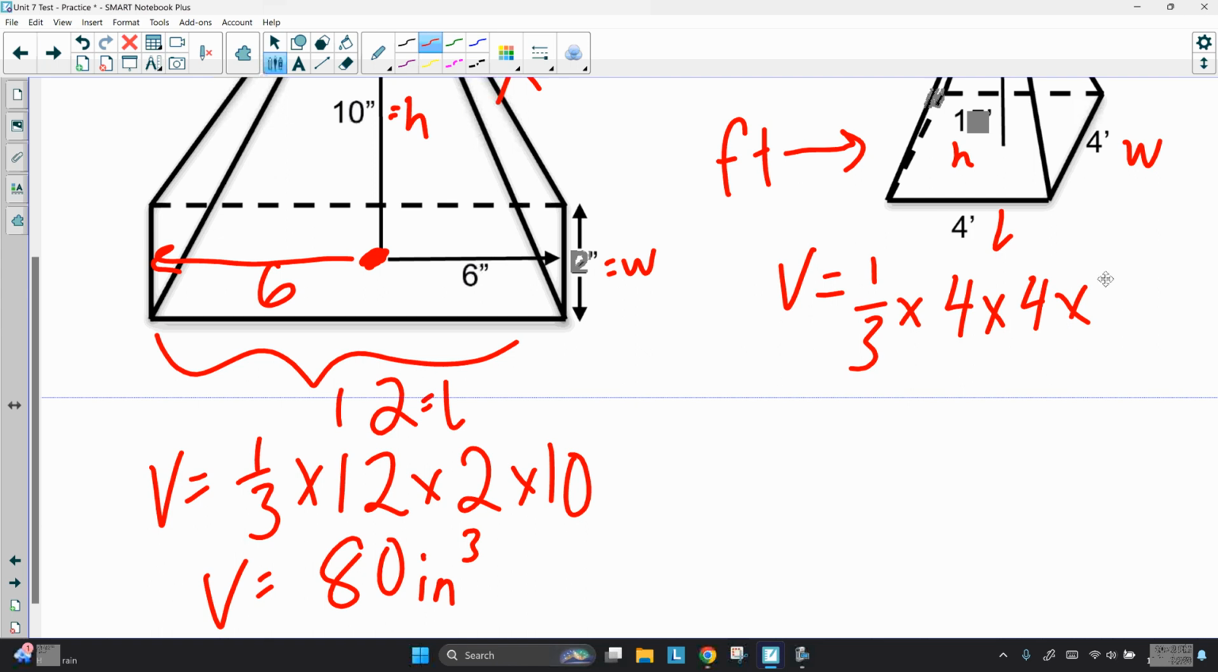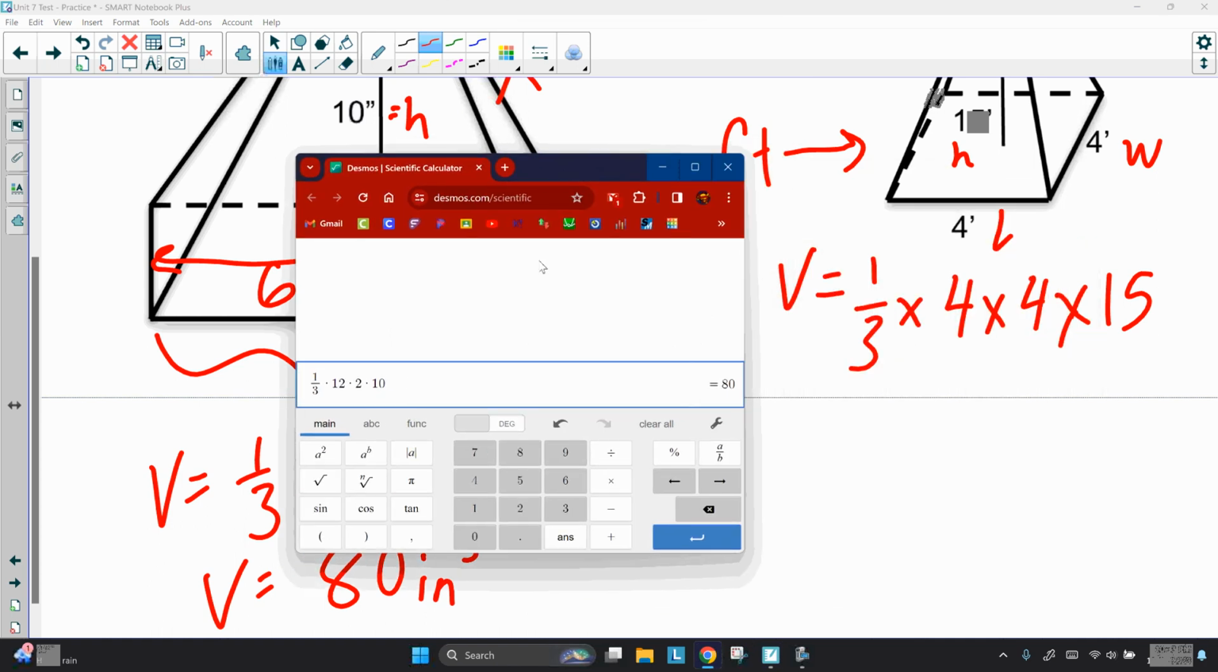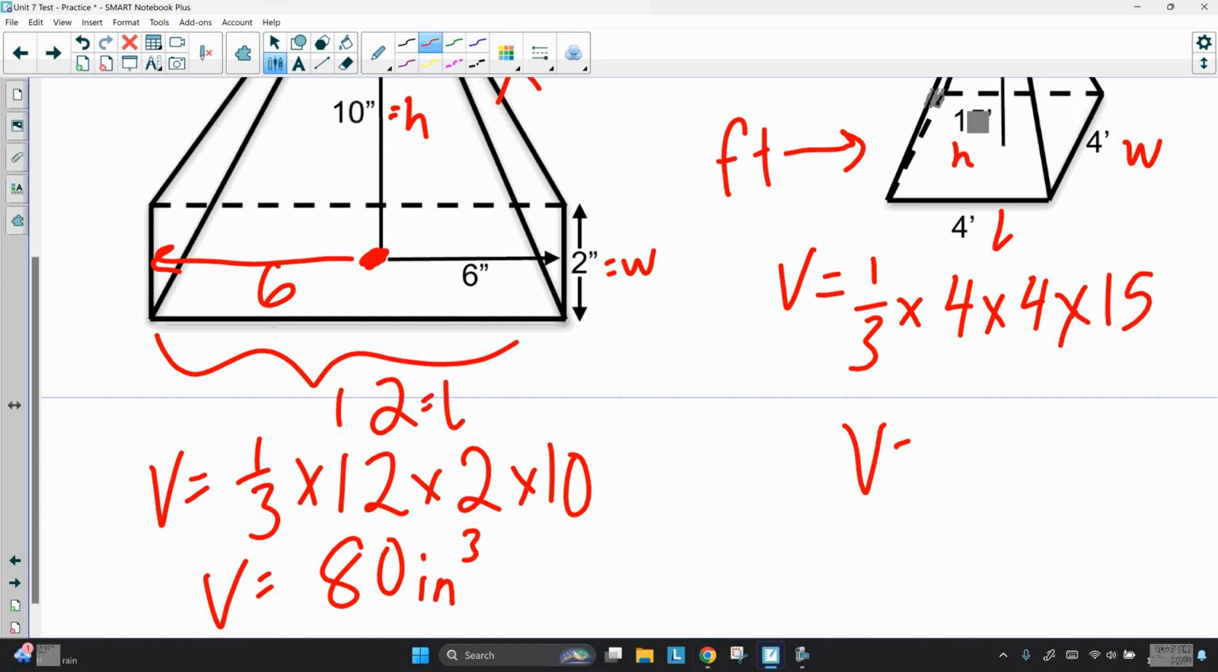Again, pull up Desmos. Let's get it out of the way a little bit. I'm going to simply change all these numbers. I'll keep the 1/3 there and go 4 times 4 times 15, and we get, whoa, what a coinkydink, an 80 again. It's like I did it on purpose. But this is going to be feet cubed, so not inches.